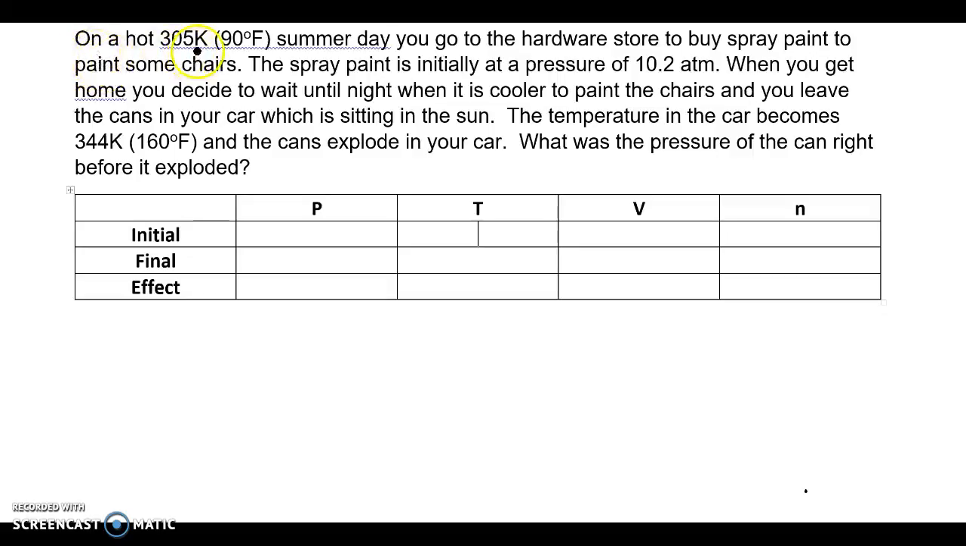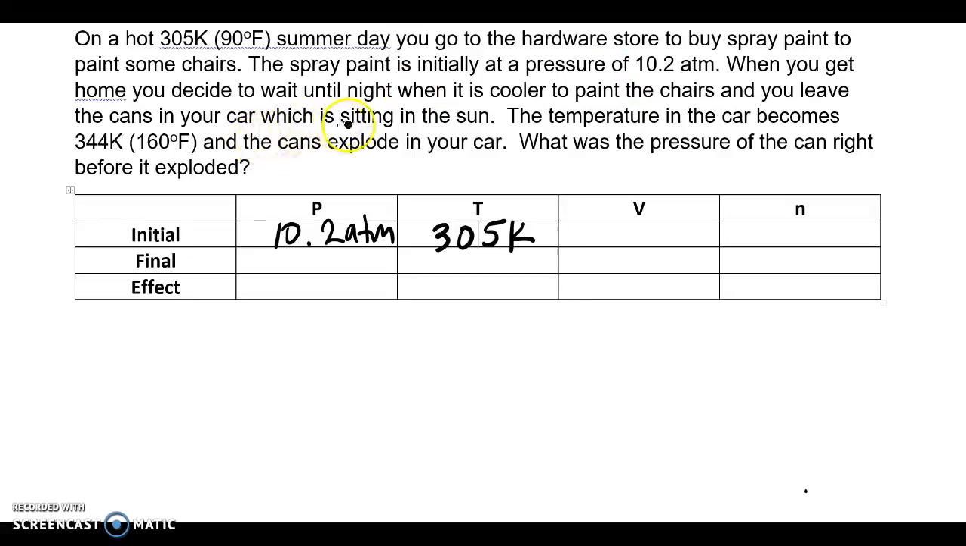So on a hot 305 Kelvin day, which is 89 degrees Fahrenheit, so that's our first temperature. So we want 305 K. You go to a hardware store and buy some spray paint to paint some chairs. The spray paint is initially at a pressure of 10.2 atm.